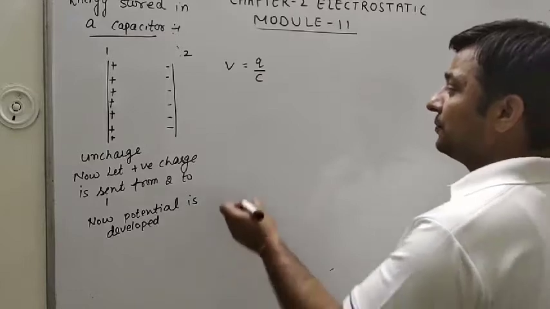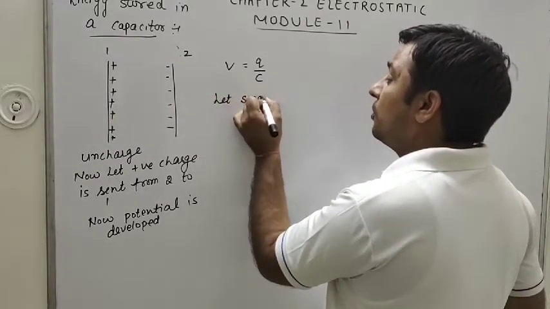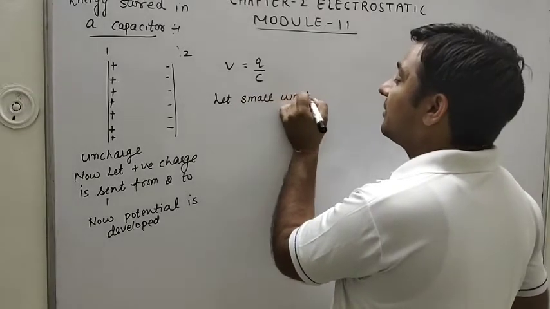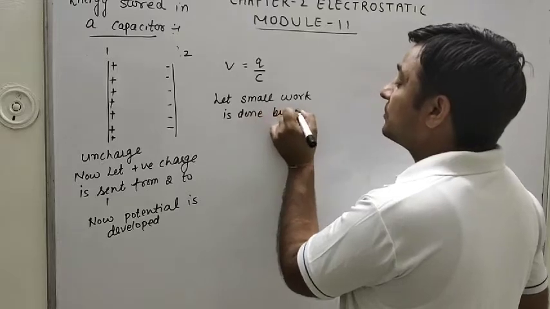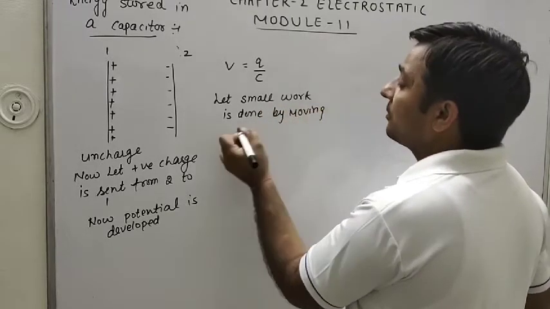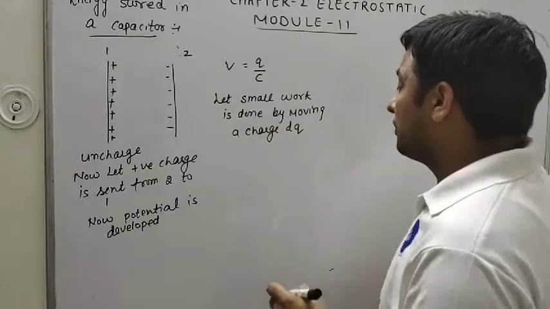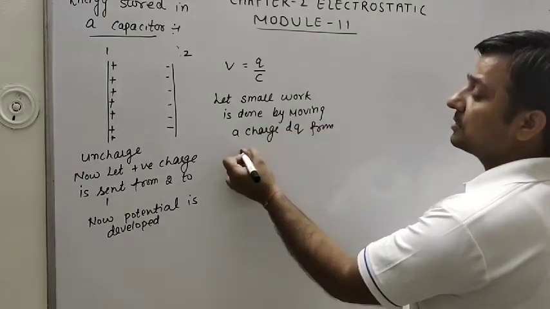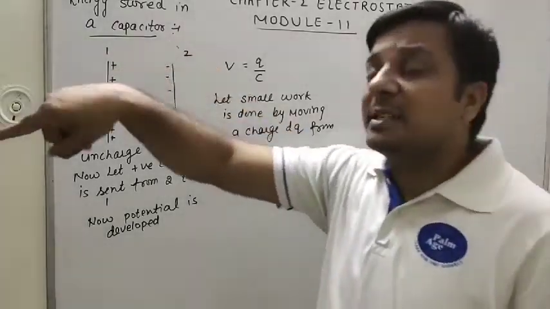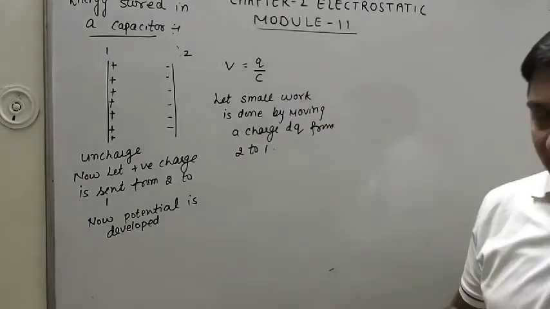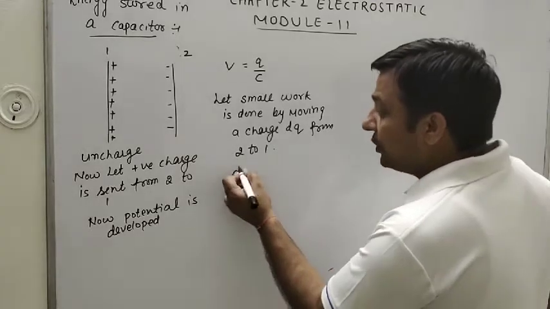Now let small work be done by moving a small charge dq from second to first. Dear student, when we move a small charge from the second plate to the first, external work will have to be done, and that work done is dw, we know.